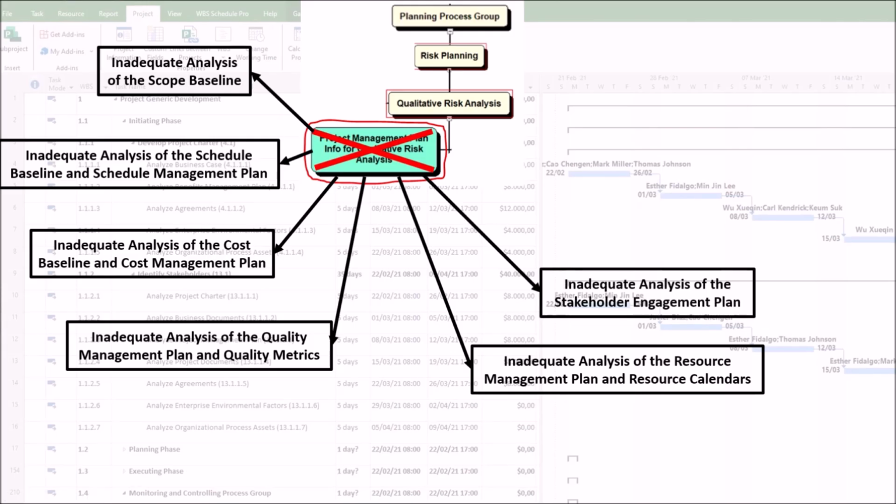6. Inadequate analysis of the stakeholder engagement plan. As a result, this can lead to the omission of stakeholder-related risks and an inadequate assessment of risk tolerance. Why does this happen? This plan identifies key stakeholders and their influence, interest, and risk appetite and tolerance.